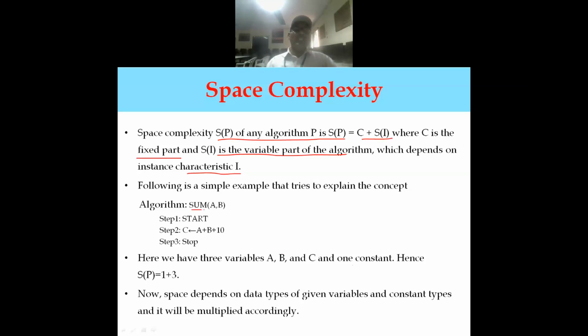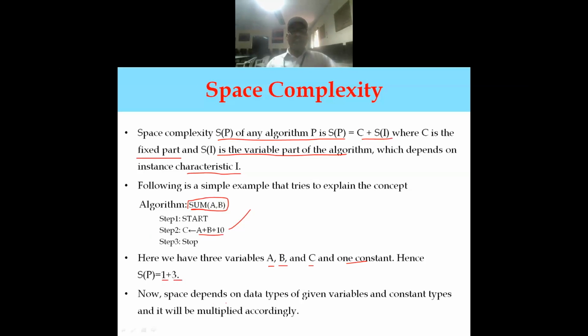For example, consider an algorithm Sum(a, b), the algorithm to calculate the sum of a plus b. So c equals a plus b plus 10. Here we have three variables involved in this algorithm, a, b, c, and one constant, which is the value 10. So hence the space complexity, we can take it as 1 plus 3.